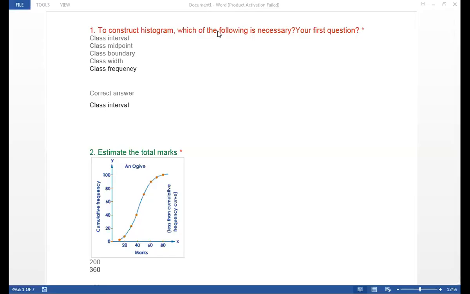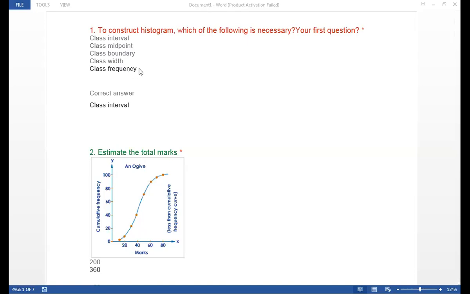As you can see here, question 1 is: to construct a histogram, which of the following is necessary? Option A is class interval, option B is class midpoint, option C is class boundary, option D is class width, and option E is class frequency.